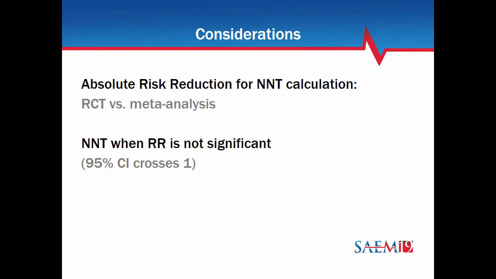And again, you don't have to calculate the number needed to treat if the 95% confidence interval for the relative risk or odds ratio crosses 1, because that means there's no significant difference, and your NNT will be infinite or infinity.